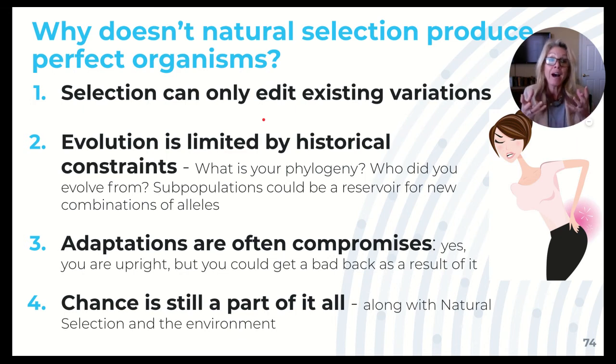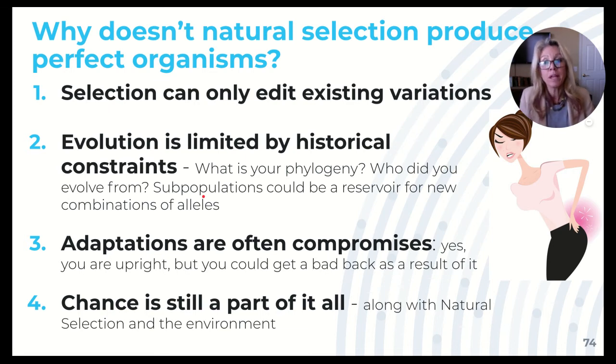So whatever you have, it can just edit that. And evolution is limited by your historical constraints, meaning, like, where did you come from? My arms cannot just start spontaneously becoming wings, right? What is my phylogeny? Who did I evolve from? And then here is just a subnote on how we get those variations and maintain them.